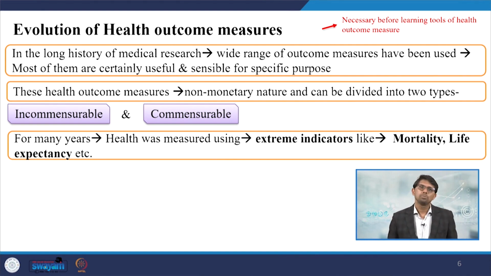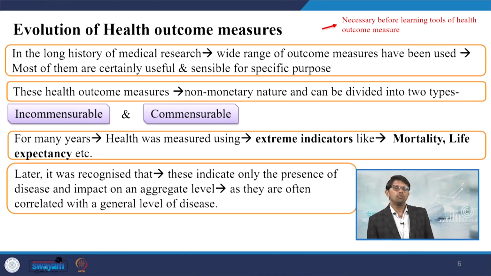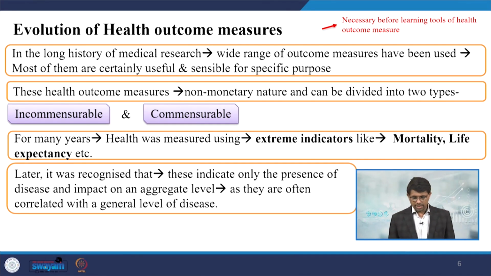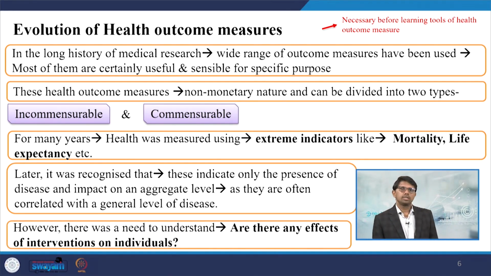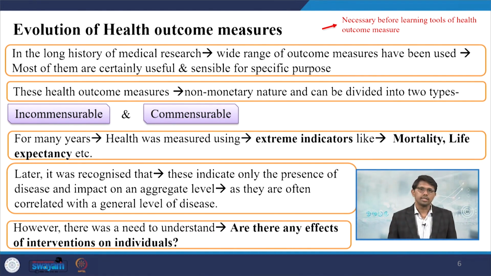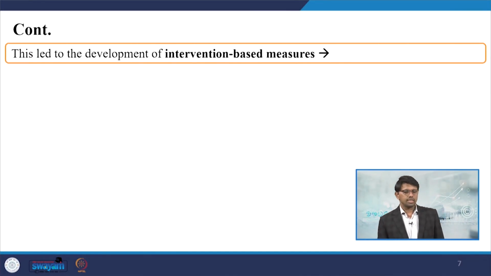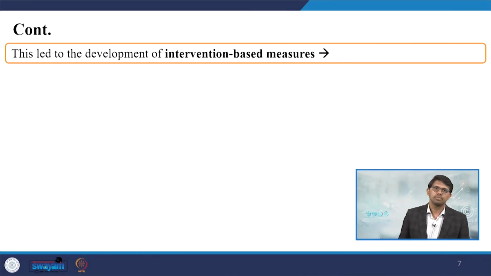For many years, health was measured using extreme indicators such as mortality or life expectancy. But over time, it has been clearly recognized that these indicate only the presence of disease and its impact at an aggregate level, as they are often correlated with a general level of disease. However, there was a need to understand one important point: are there any effects of interventions on individuals? This led to the development of intervention based measures.